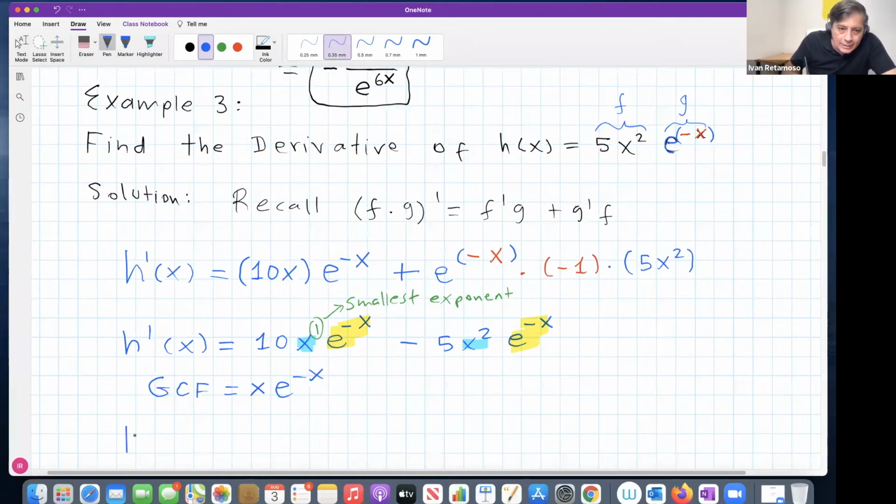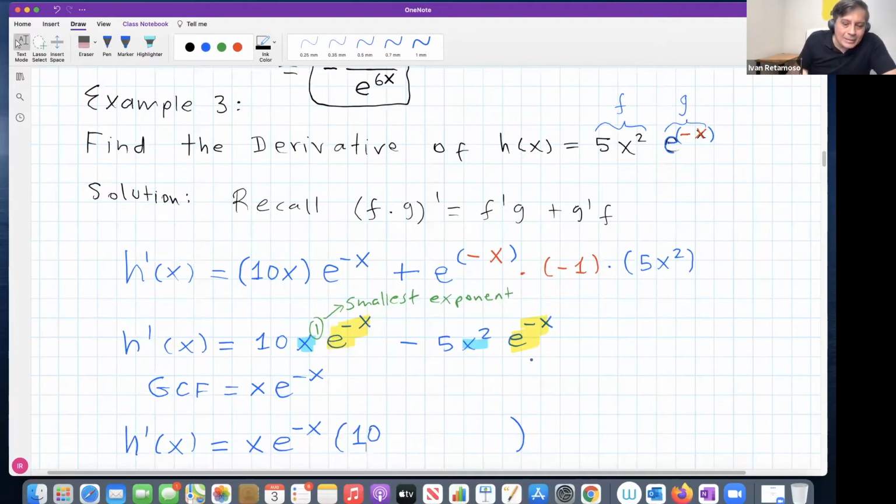So finally, h prime of x should be equal to x times e raised to minus x outside, parentheses here, and inside what? This guy into this guy is what? x cancels x, e to the minus x cancels e to the minus x, just 10 stays, right? 10 there.